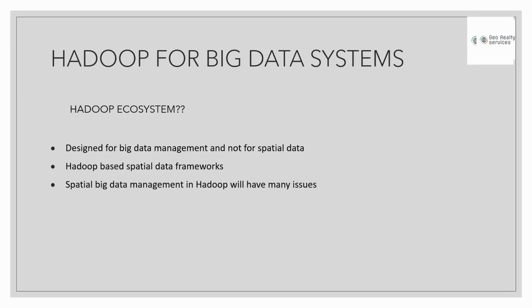Now, big data system. As discussed in the previous lecture, the Hadoop ecosystem is designed for big data management and processing based on the MapReduce programming model. Our problem is that Hadoop is not designed for spatial data, of which values are spatially correlated, which should be considered in data processing. And spatial data structures are tightly woven to each other to represent topology.